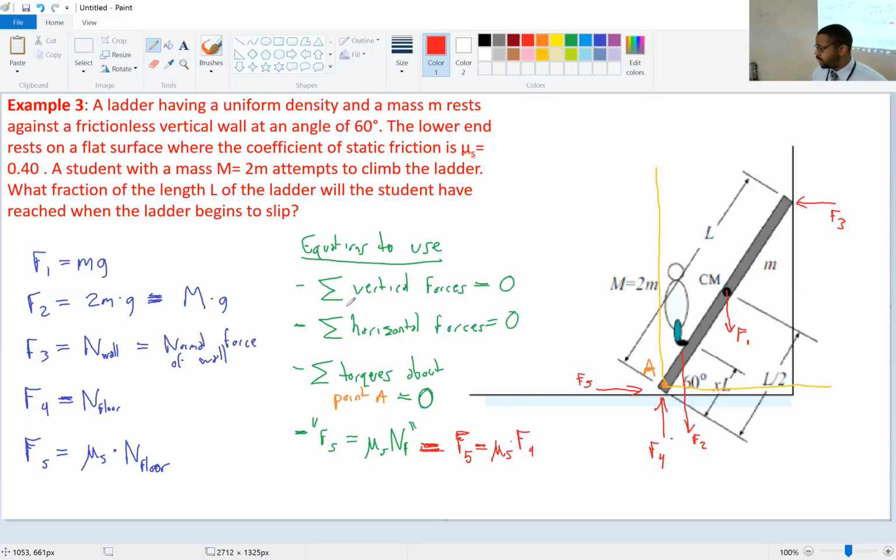And like I said, he goes over it in a little more detail than I will. So basically, it's just finding the variables and then finding out which equations you need. So you can use the vertical forces, horizontal, and the torques is what you can use. So any questions on that? I know I was kind of all over the place with that one.